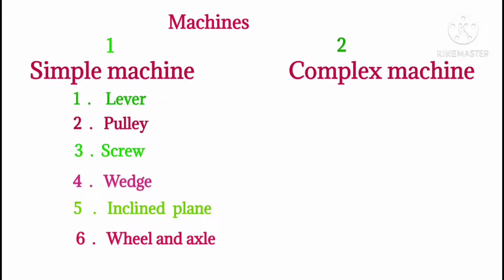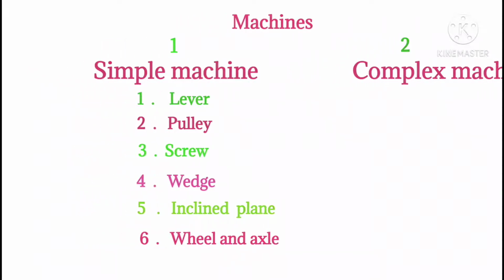6. Wheel and axle. First I am going to explain short answers. Then you will get a clear idea about simple machines. In higher classes you will learn more about complex machines. In this lesson we are going to learn simple machines.